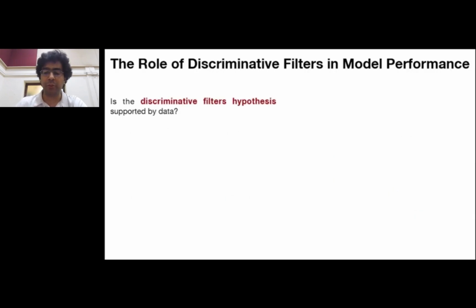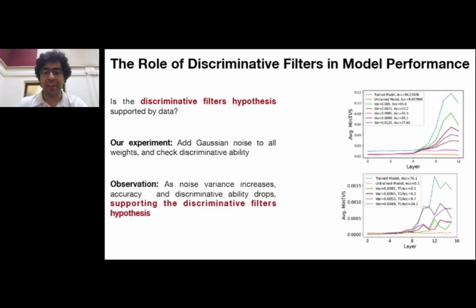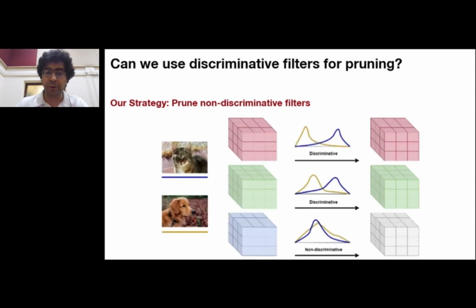Can we validate this hypothesis with data? We perform the following experiment. We take a model and we add Gaussian noise to all the weights and then check the discriminative ability. What we observe is that as the noise variance increases and the weight distortion increases as well, the accuracy and the discriminative ability of the model drops, thereby supporting the discriminative filters hypothesis. This experiment is repeated over a variety of datasets and architectures. This also leads us to propose a new pruning strategy, which is simply to identify and prune the non-discriminative filters. In this figure, that means the blue filter, which is non-discriminative, can be pruned.